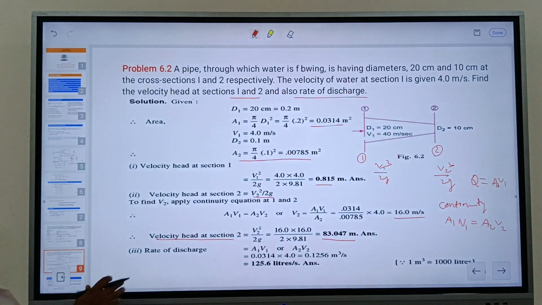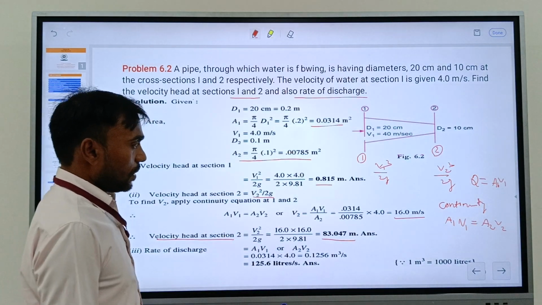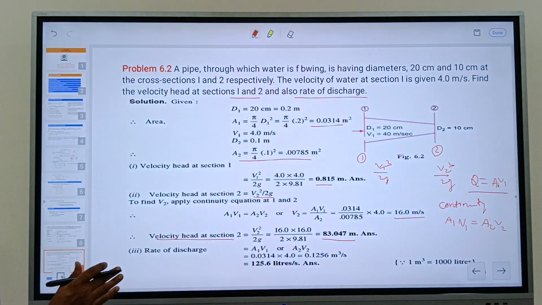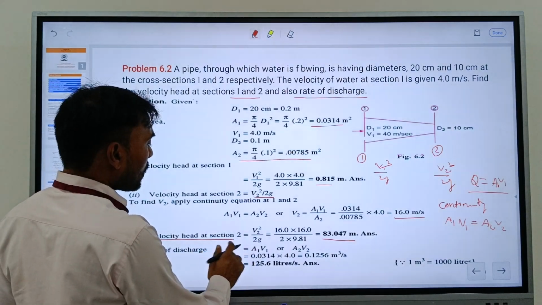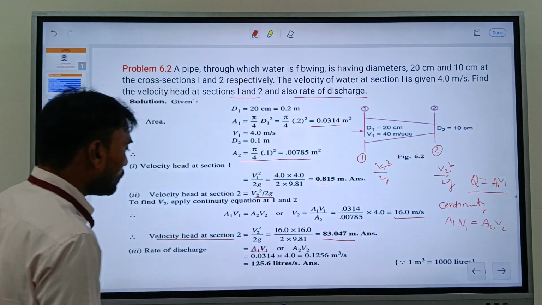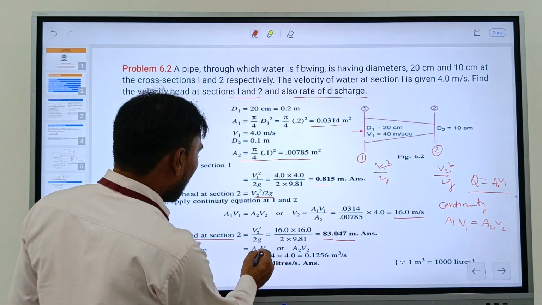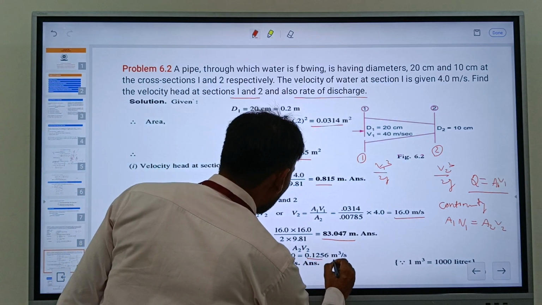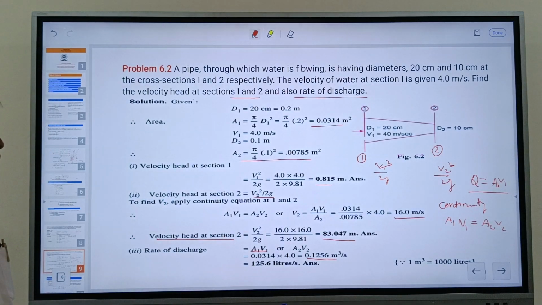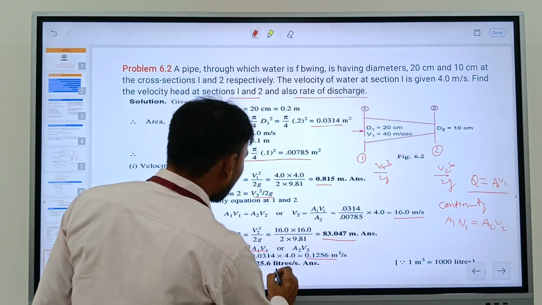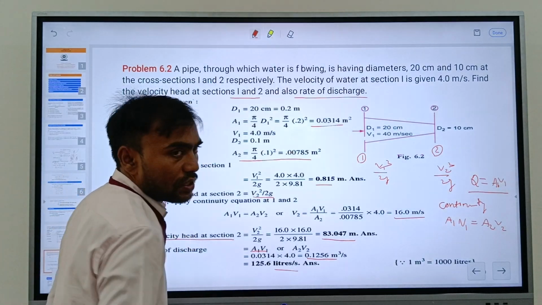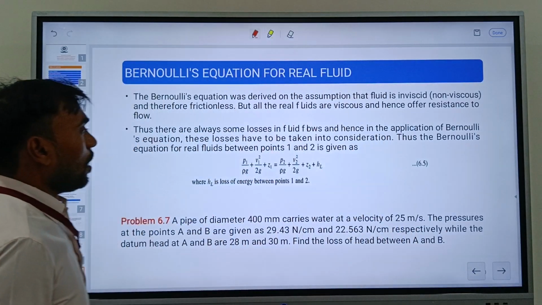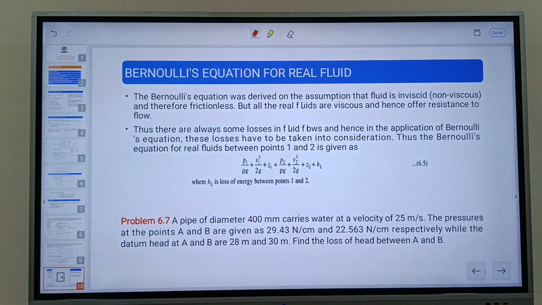Okay. Now the rate of discharge. I have already discussed that the rate of discharge at any particular section can be given as area into average velocity, that is the cross sectional area at that section and the average velocity at that section. So A1 V1, put the value of A1 V1, or you can also put the value of A2 V2. The final value will be 0.126 meter cube per second, or you can convert it into liters per second. So in liters per second it will be equal to 125.6 liters per second. These two examples are based on the derivation, that is the Bernoulli equation.